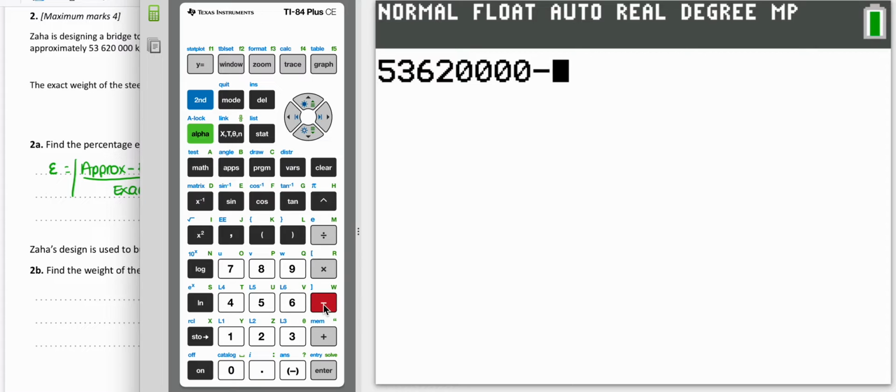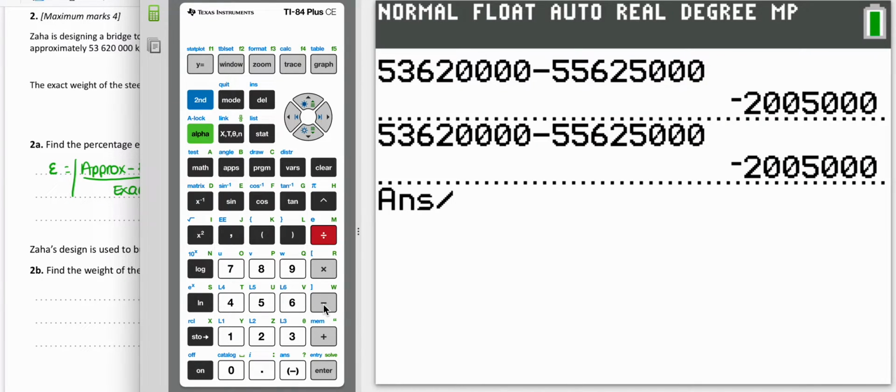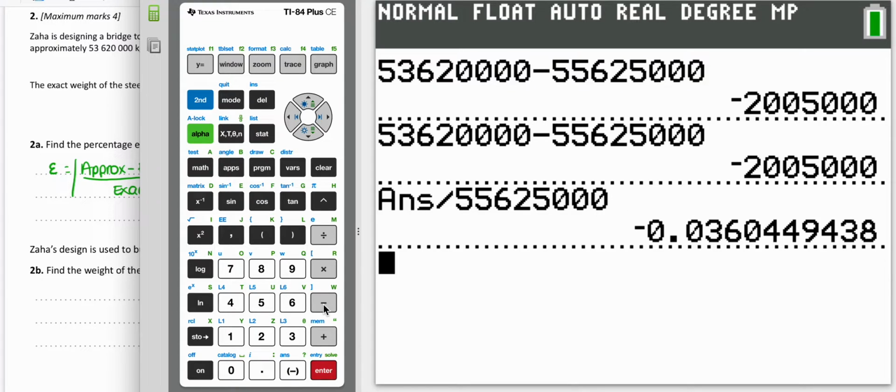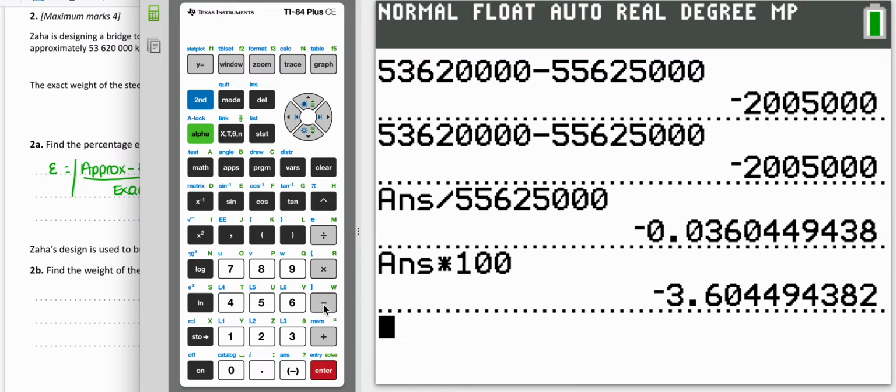So it's just 53,620,000 minus 55,625,000. We're dividing all of that answer by 55,625,000, so the exact answer. And then we're going to times that by 100. And as I say, we're not interested in the negative or the positive. That just means that the estimation was smaller than it should have been, which makes sense. 53 million rather than 55.